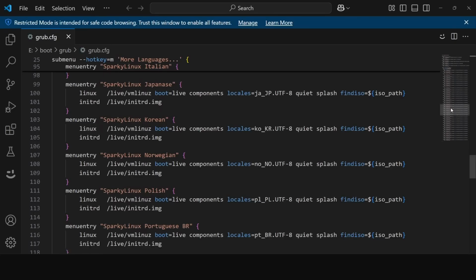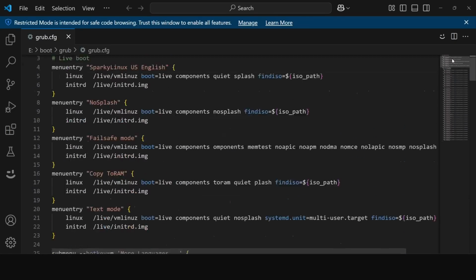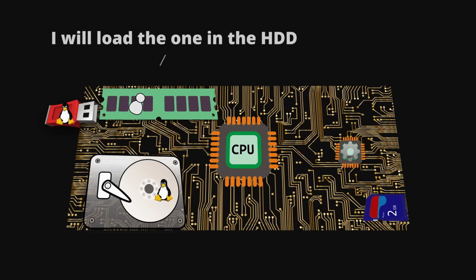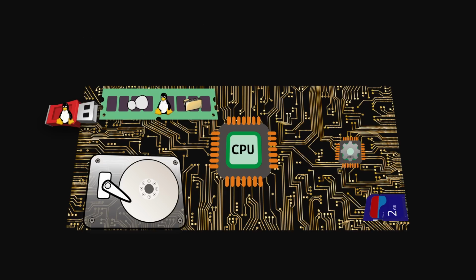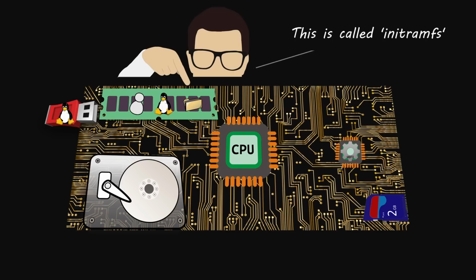If GRUB fails, you fail really early and nothing will boot up. So after GRUB finds the kernel, it loads it into memory. However, it does not load the kernel alone. It also loads a bunch of files and folders to the RAM, to the memory. And these files are all collapsed together into a single entity, and that entity, that huge file, is called initramfs.